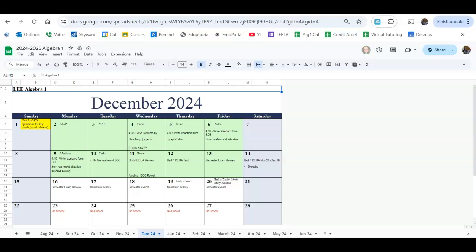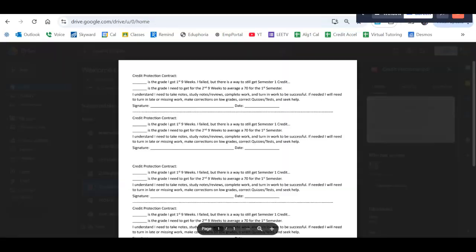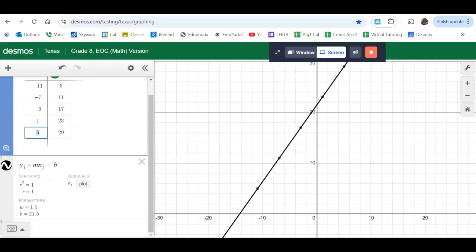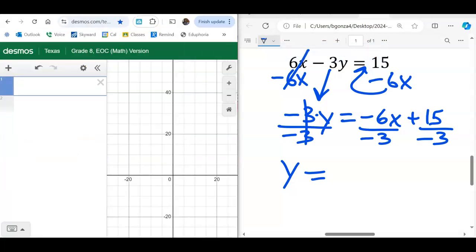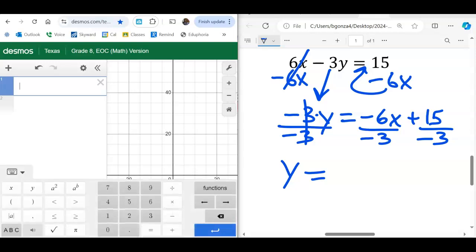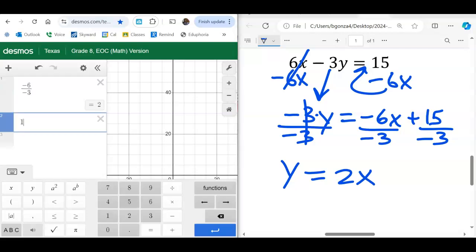Okay, and I would like Desmos, please. Get rid of all this old stuff. All right, -6 divided by -3. So I'm going to go to my fraction bar, -6 divided by -3. It gives me 2. Thank you, Desmos, for reducing my fraction. 2x. And then what's 15 divided by -3? -5. That's it.